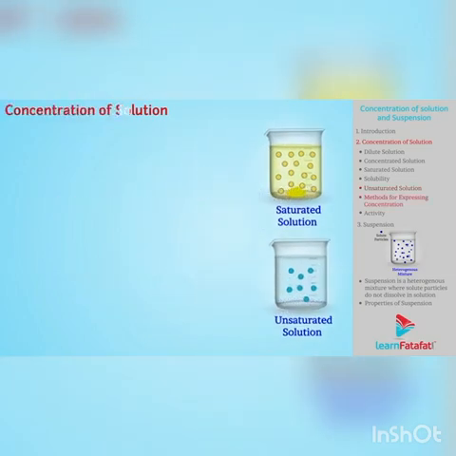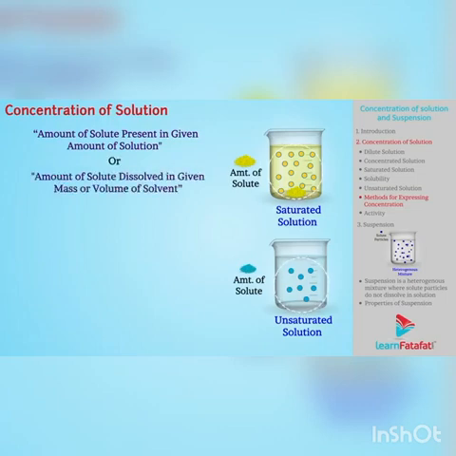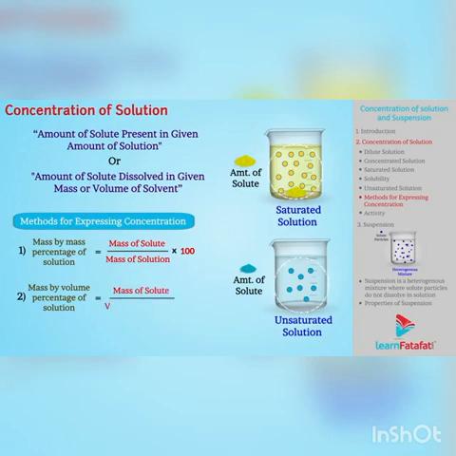So, concentration is defined as the amount of solute present in a given amount of solution, or the amount of solute dissolved in a given mass or volume of solvent. Concentration can be expressed in the following two methods. Mass by mass percentage of solution, which equals mass of solute upon mass of solution into 100, or mass by volume percentage of solution, which equals mass of solute by volume of solution into 100. Let us now have a look at an activity.